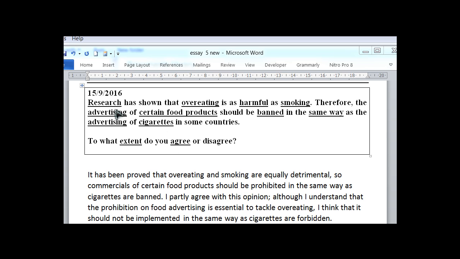Okay, so we've got research here. Research has shown that overeating is as harmful as smoking. Okay, so overeating, harmful, smoking. And it says research here, so we should take this as a given. You're not being asked whether you agree with this. We can take this as a fact that this research has been done. And you can't really be arguing about this research because we don't have the results of this research here.